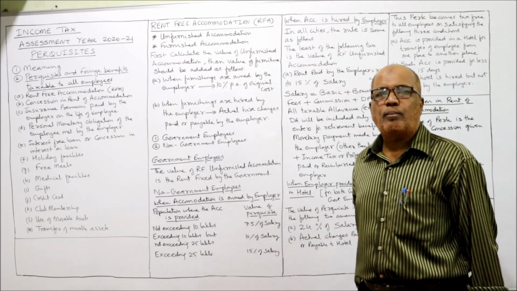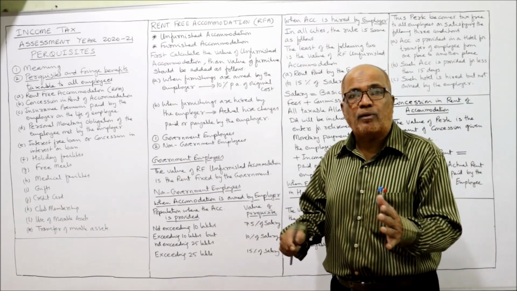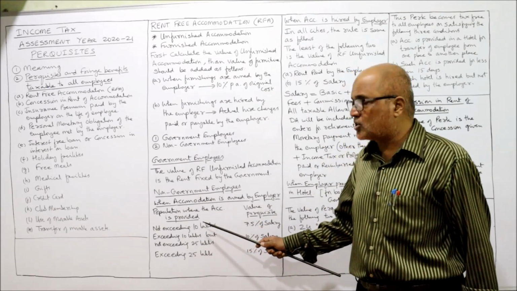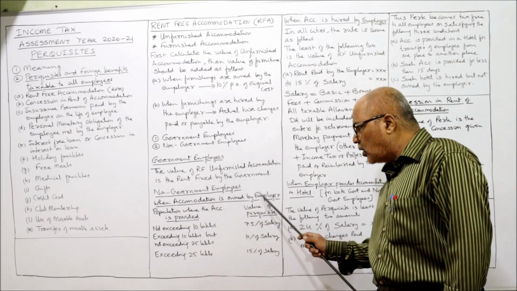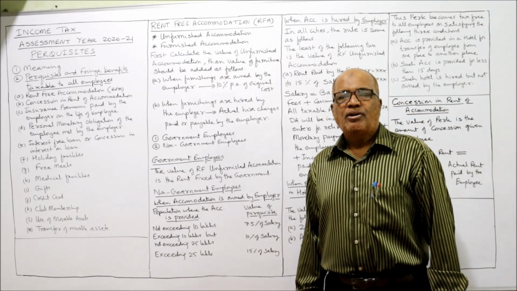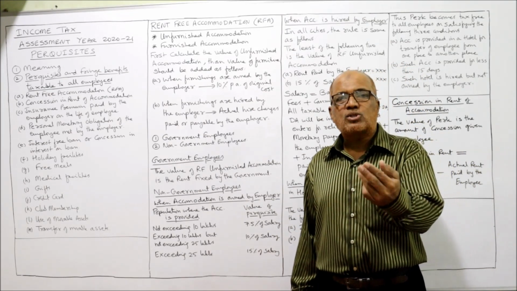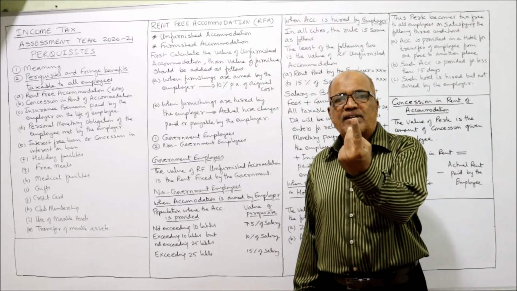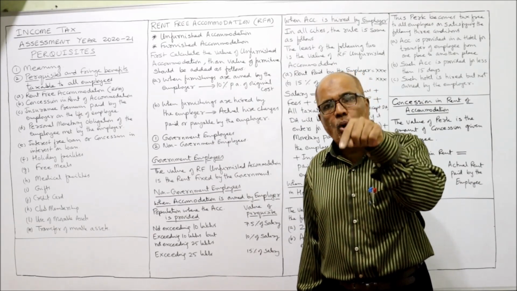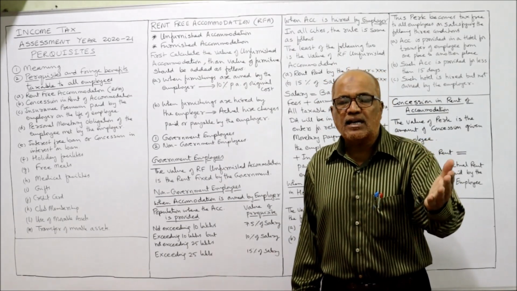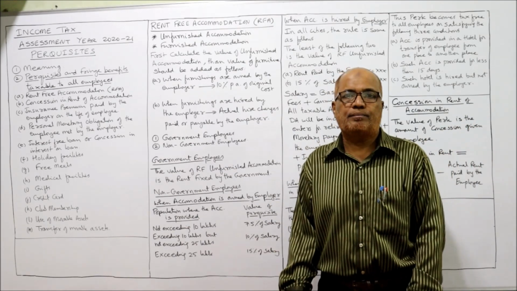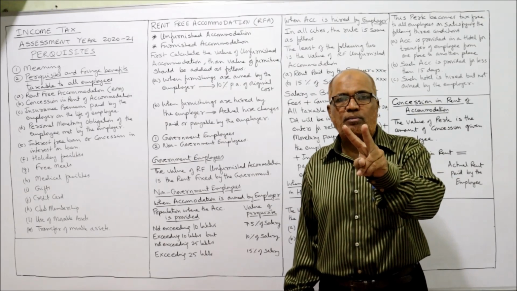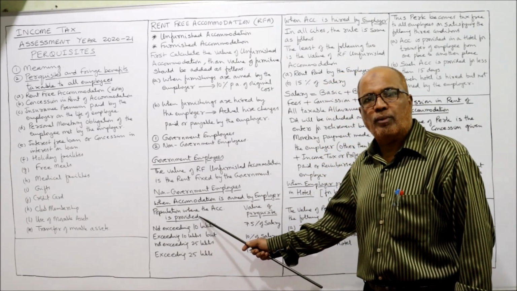For non-government employees, different provisions are there. Now you concentrate more. For non-government employees, two situations are there. The first situation, accommodation is owned by the employer. Second situation, accommodation is hired by the employer. So these two situations may arise in case of non-government.